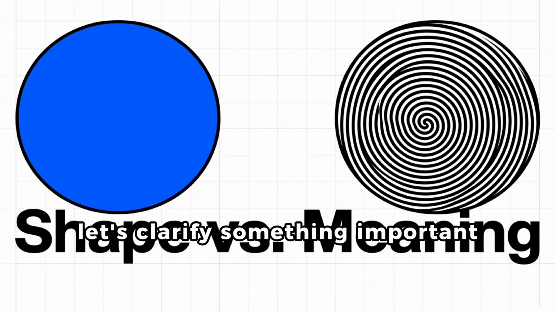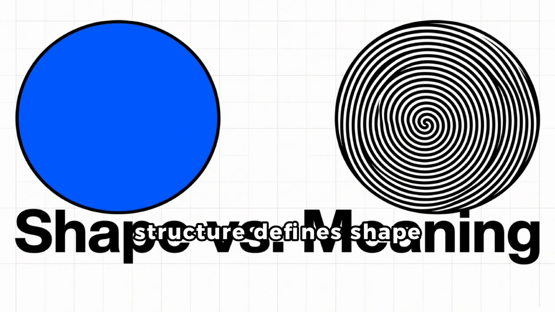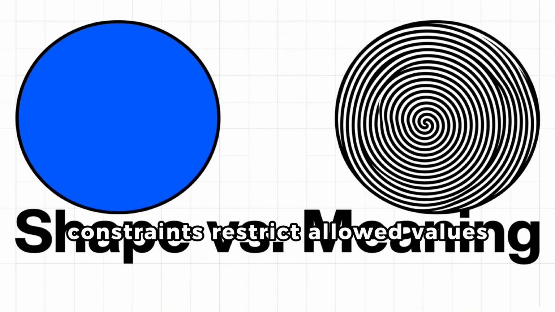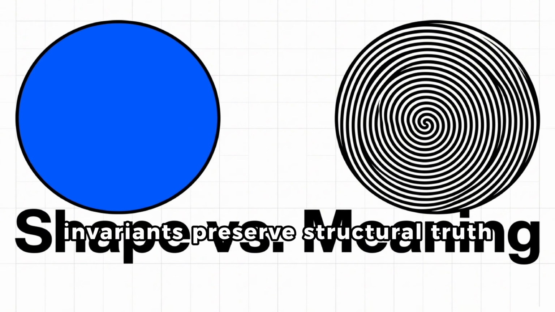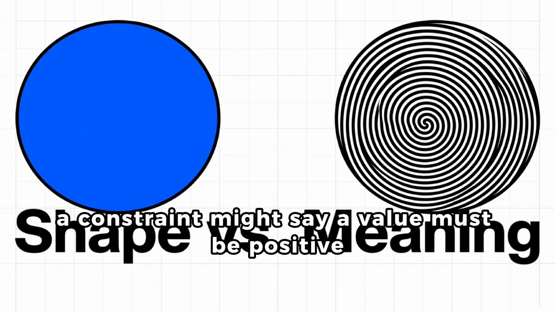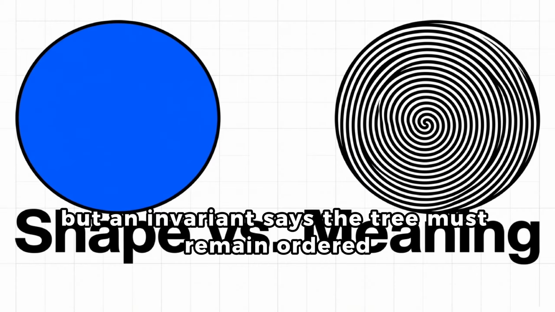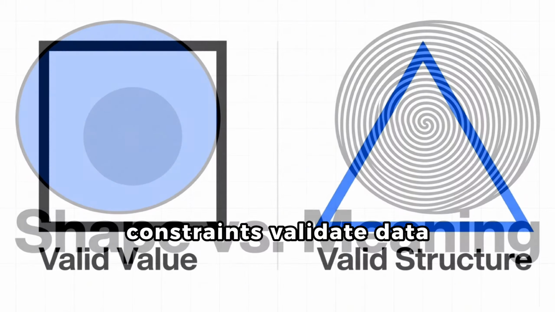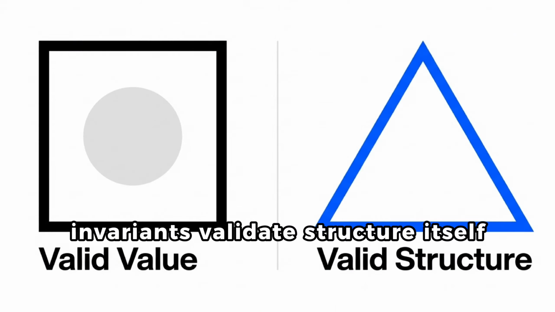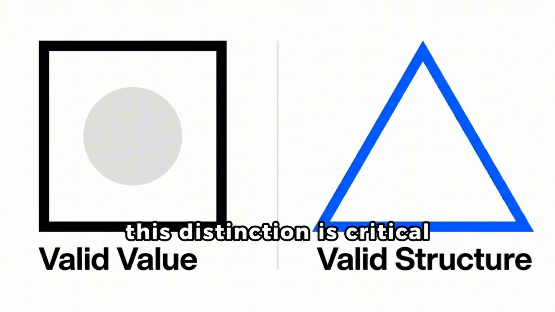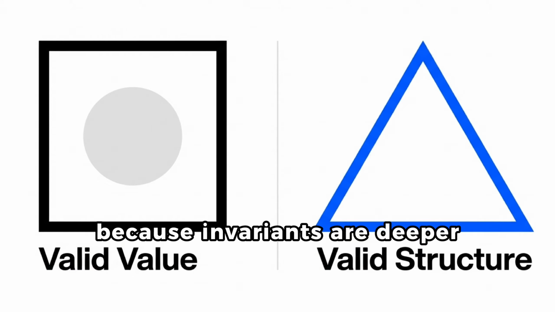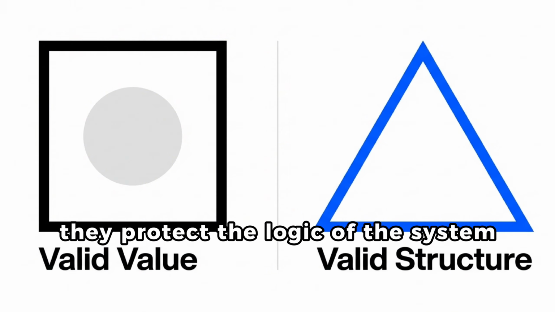Let's clarify something important. Structure defines shape. Constraints restrict allowed values. Invariants preserve structural truth. A constraint might say a value must be positive, but an invariant says the tree must remain ordered. Constraints validate data. Invariants validate structure itself. This distinction is critical, because invariants are deeper. They protect the logic of the system.